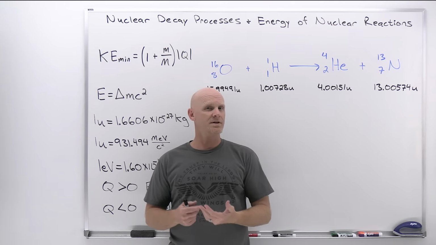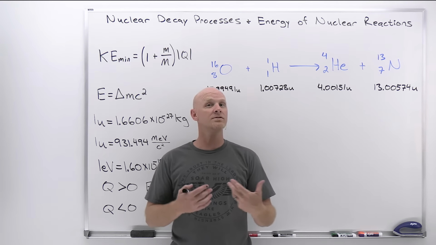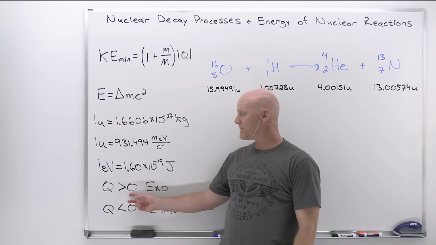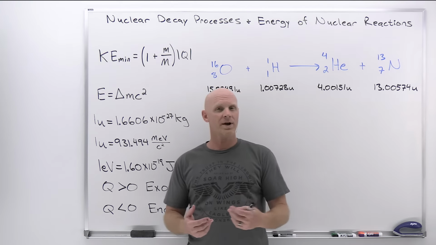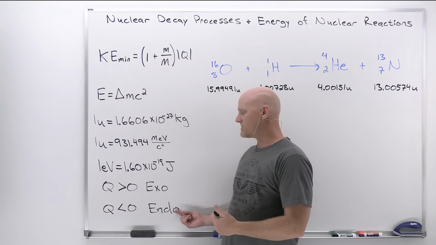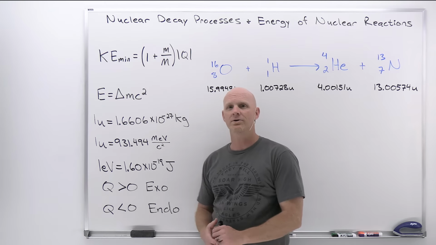Now for something like nuclear fission and fusion, which produce lots and lots of energy, they're exothermic. And being exothermic, we define them as having a positive Q value. But there are nuclear reactions that are endothermic. They're going to require the input of energy. And we'll define them as having a negative Q value instead.